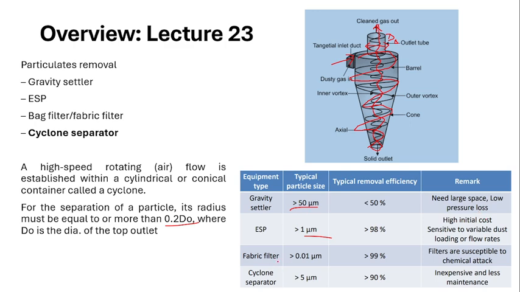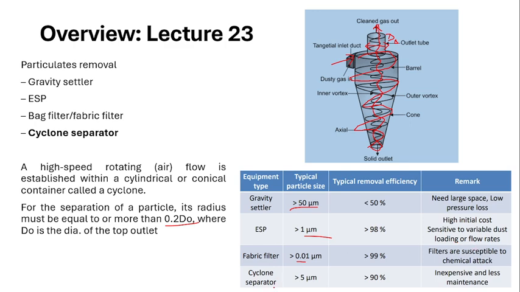Next is the fabric filter, which separates the particles of size greater than 0.01 micron, and the efficiency is very high, which is greater than 99%. And these filters are susceptible to the chemical attack. So this is one of the major drawbacks of this instrument.